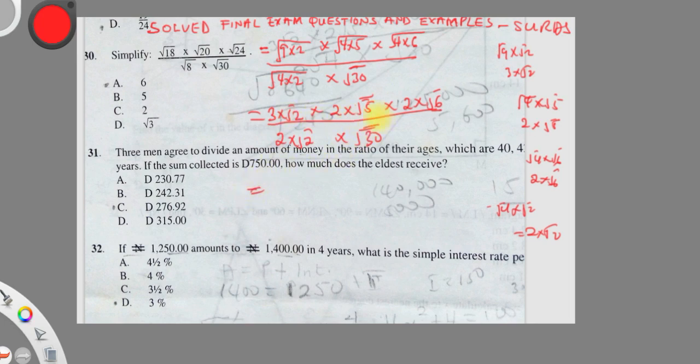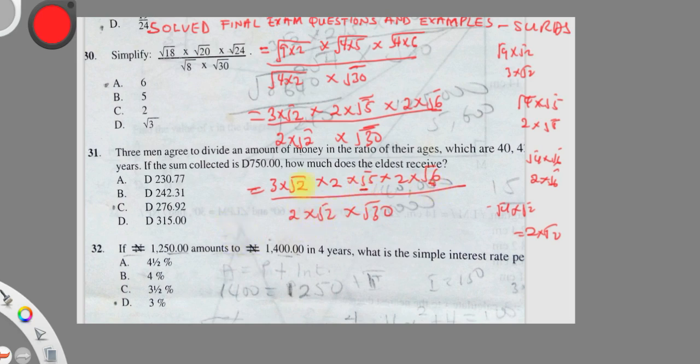So what can we do here? You know, this 30, we can do some cancellation here. Okay. So yes, you can do some cancellation. So let us go to the numerator. So we have 3 times the square root of 2. Then 2 times the square root of 5 times 2 times the square root of 6, all over 2 times the square root of 2 times the square root of 30. Okay. So we know that 5 times 6 is 30. So the square root of 5 times the square root of 6, we can write as the square root of 30.